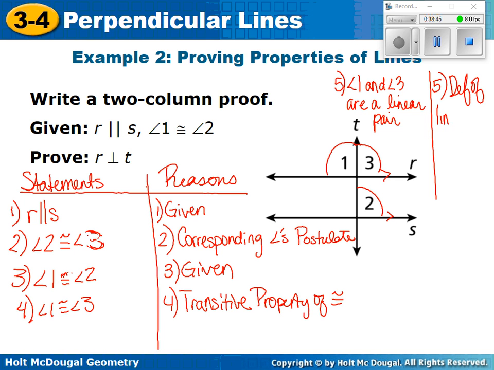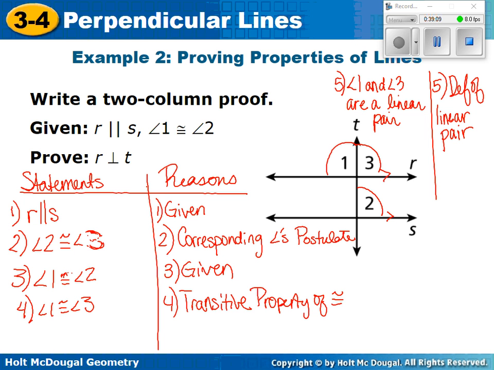Definition of linear pair. If you're not writing this down, you may struggle a little bit with proof, so I encourage you to be taking notes and write this down. So now we have two angles congruent, and we have that those same angles are a linear pair. So what can we say? Two angles are congruent and form a linear pair, then what?